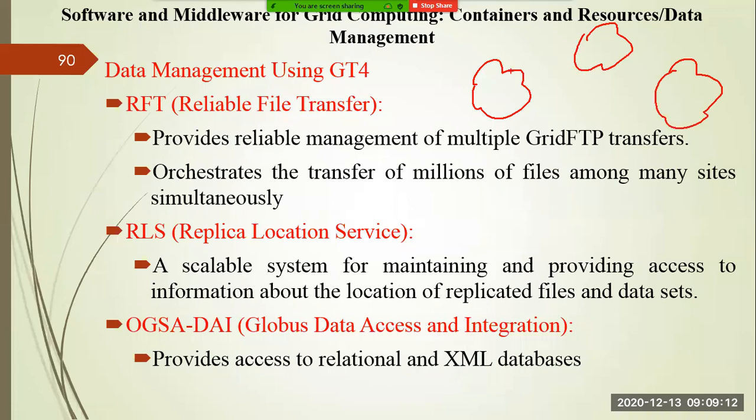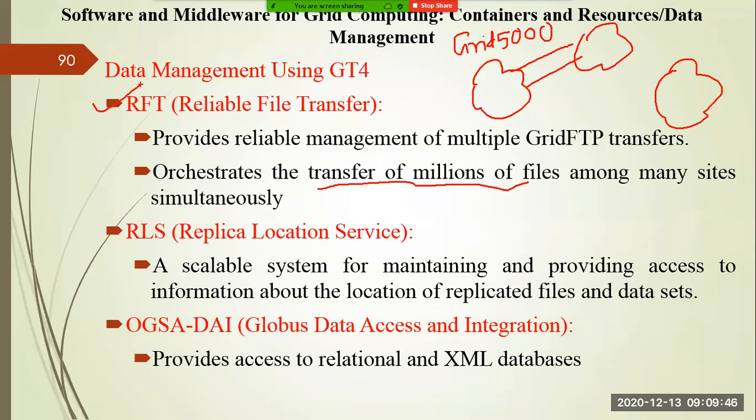Like I told you about Grid 5000, if you remember, there are 9 sites in Grid 5000. Among these 9 sites, the data transfer may happen from one site to another. You may transfer millions or billions of files from one site to another, so that the data can be processed in another place or stored in other places. Such a big transfer can be supported by RFT.